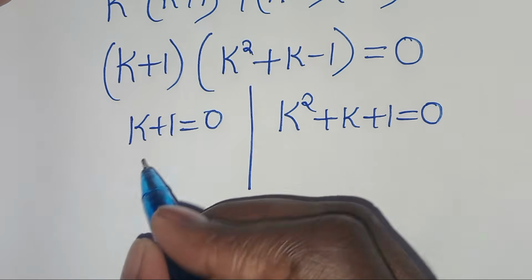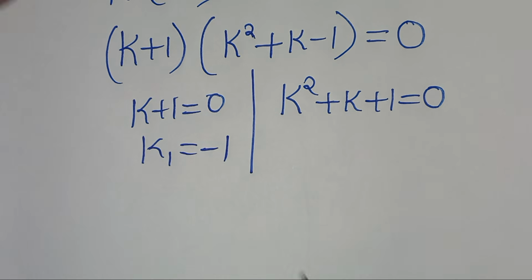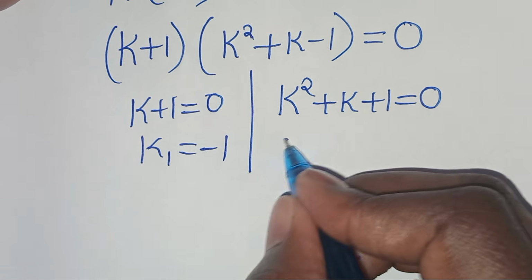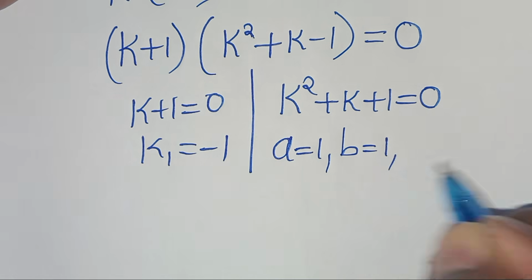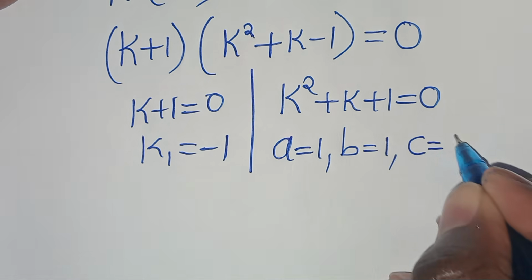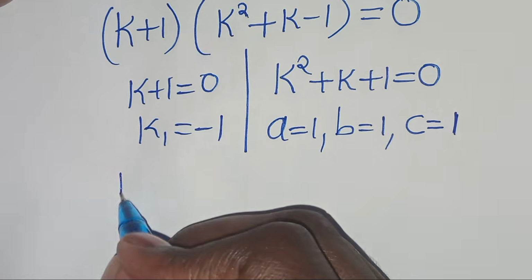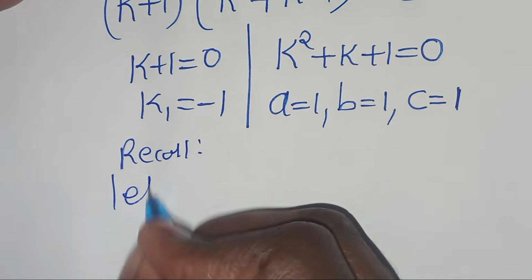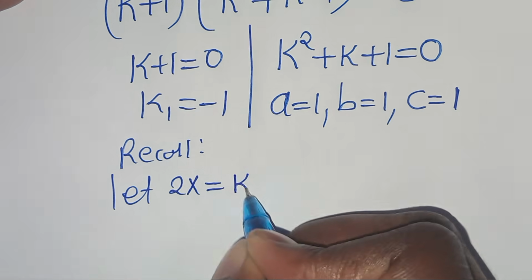From the first part here, k1 is equal to minus 1. And the second part here is a quadratic equation where we have a is equal to 1, b is equal to 1, and c is equal to 1. Now, if you recall, we said that we let 2x be equal to k.